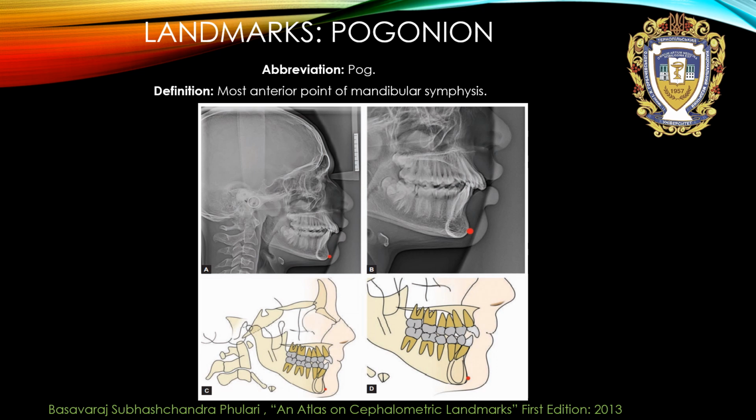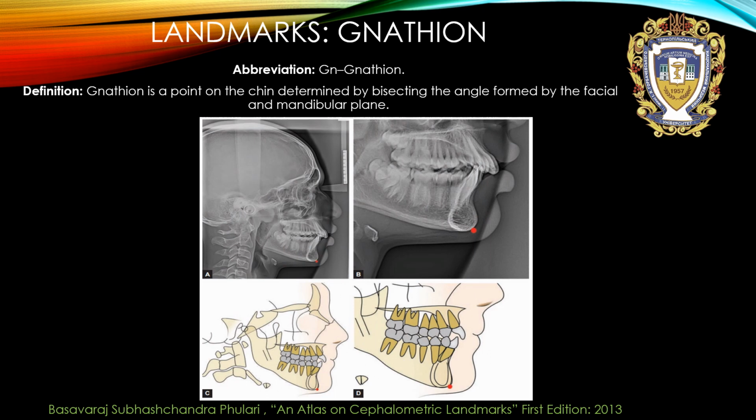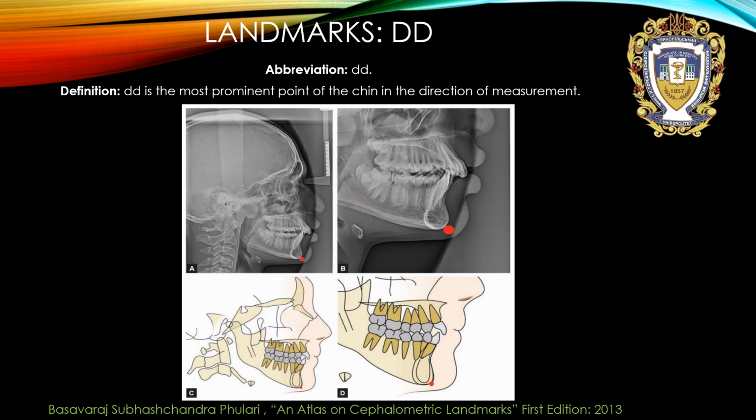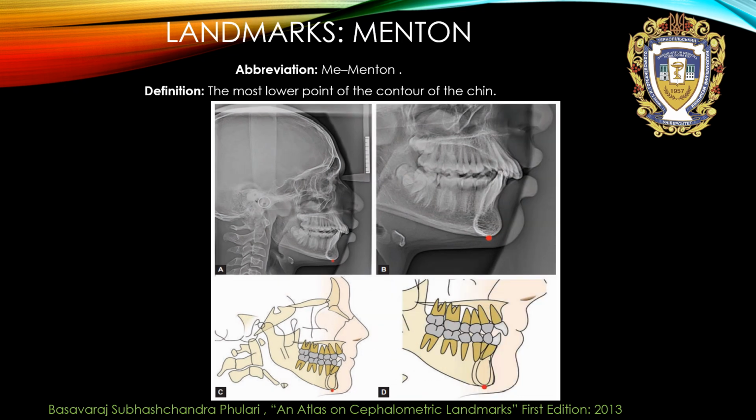Pogonion point, most anterior point of mandibular symphysis. Gnathion point is a point on the chin determined by bisecting the angle formed by the facial and mandibular plane. DD point is the most prominent point of the chin in the direction of measurement. Menton point. It is the most lower point of the contour of the chin.